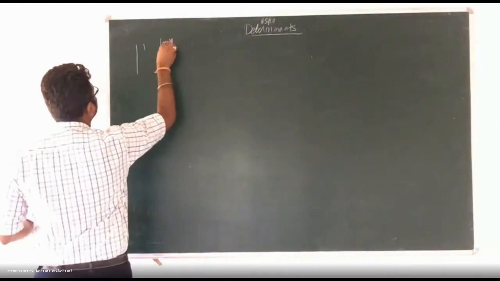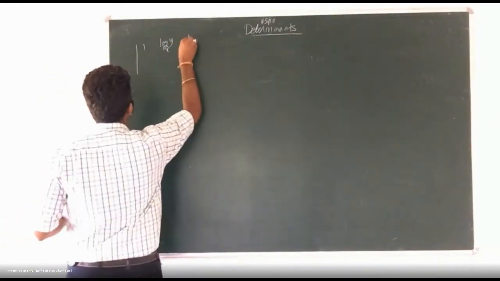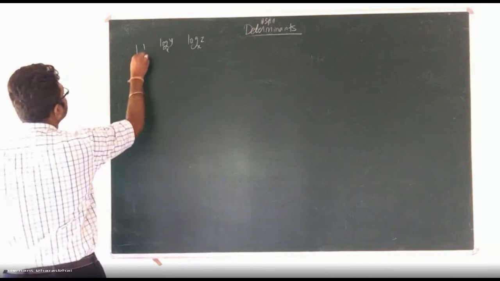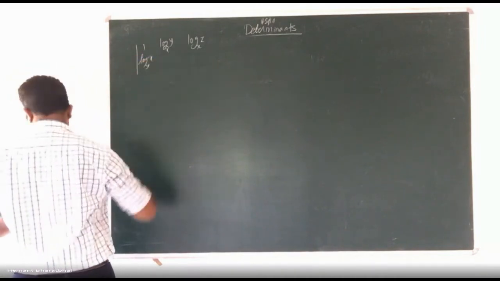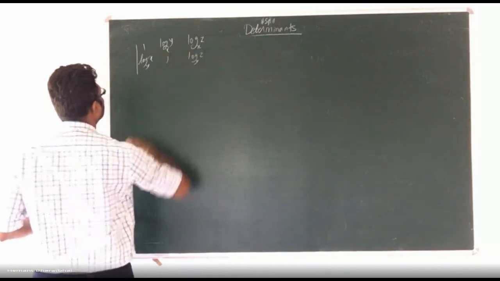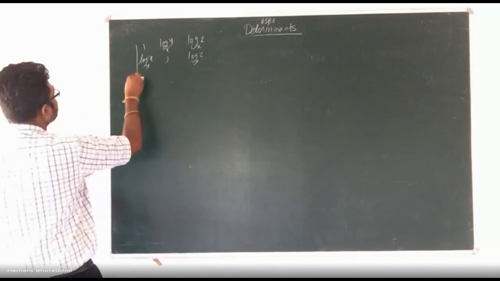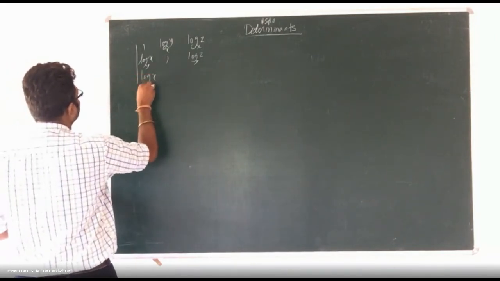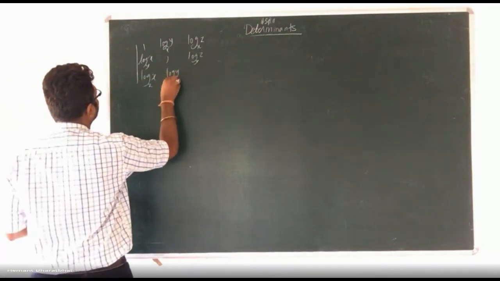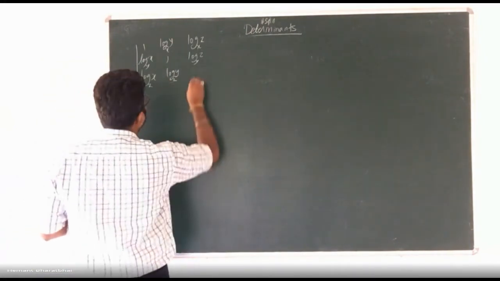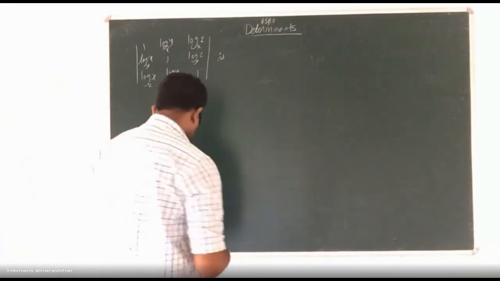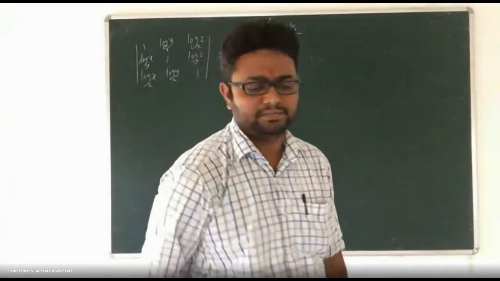log of y to the base x, log of z to the base x, log of x to the base y, 1, log of z to the base y, log of x to the base z, log of y to the base z, and 1. Okay, we have to find out what will be the value of this determinant.